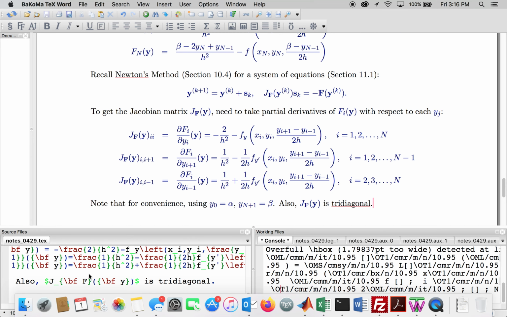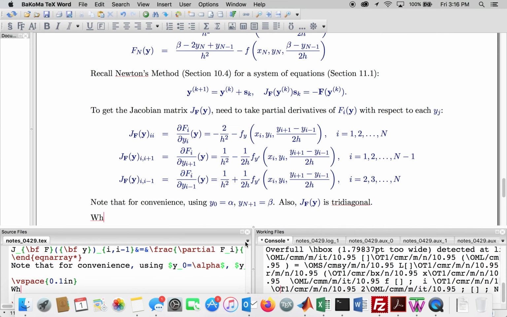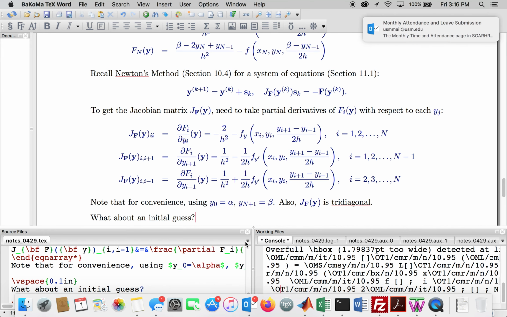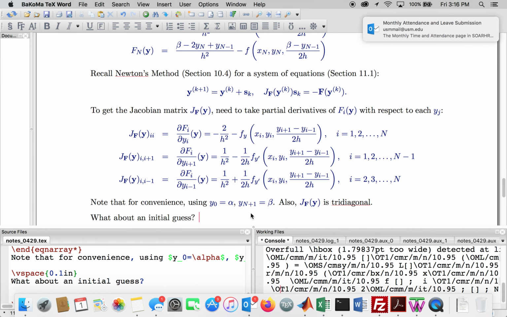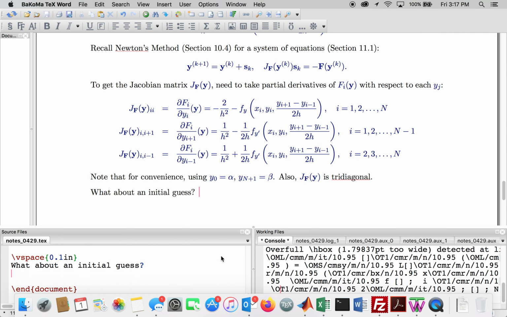Okay. So now we know how to set up this system, and I can go ahead and solve it at each iteration. The only thing that's missing is an initial guess. Now, there are many things that we can do, but a simple choice.